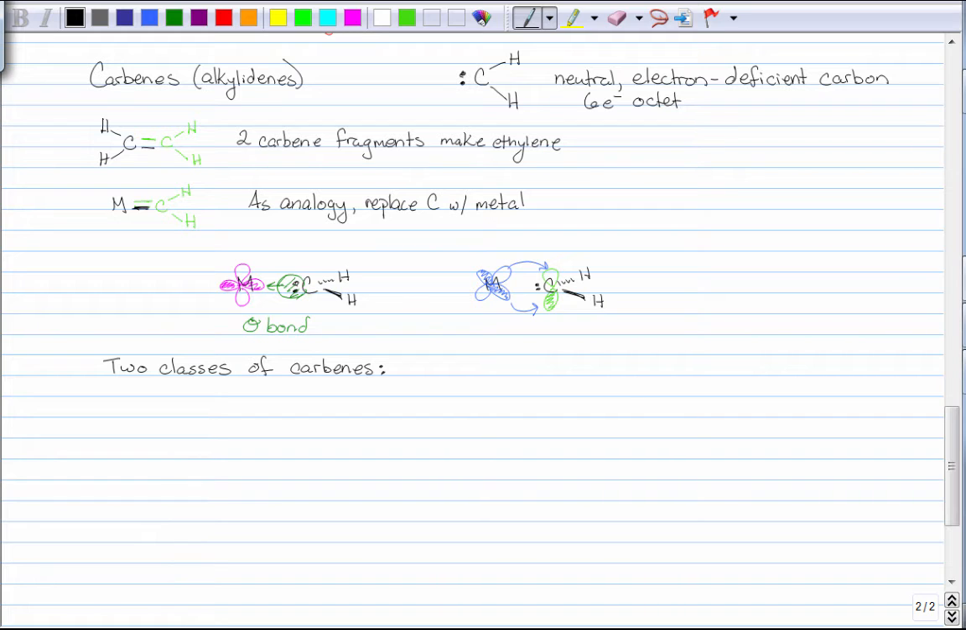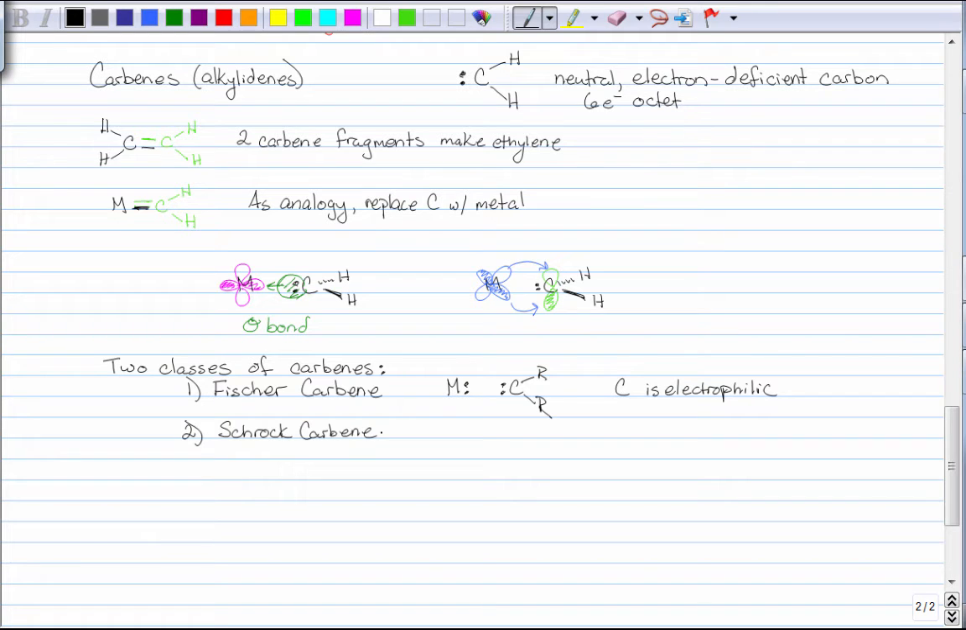Now, there are actually 2 classes of carbenes. The first class is called a Fischer carbene, and this is where the bonding is just as I've described. In a Fischer carbene, it's as if the metal is contributing 2 electrons and the carbon is also contributing 2 electrons. These are characterized by the electrophilicity of carbon. In this particular type of carbene, carbon is electrophilic.